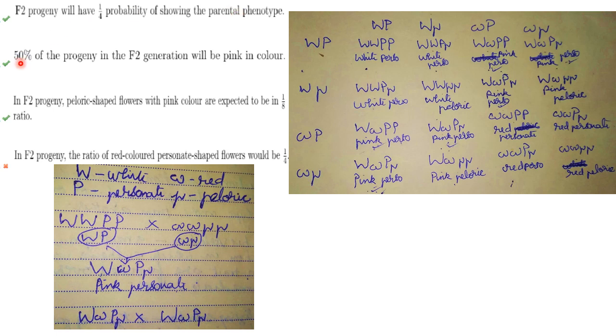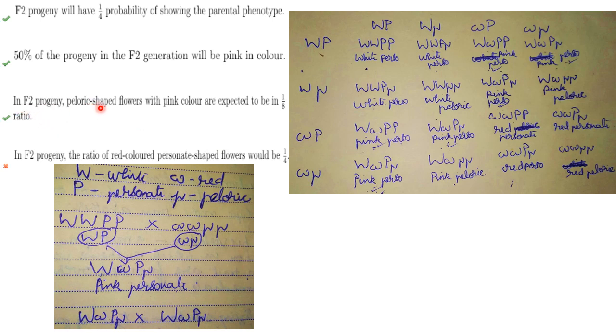Then next option, 50% of the progeny in the F2 generation will be pink in color. Now which all are pink? 1, 2, 3, 4, 5, 6, 7, 8, 8 out of 16. So it will be half. Half means 50%. So 50% of the progeny is pink in color. So that is also correct.